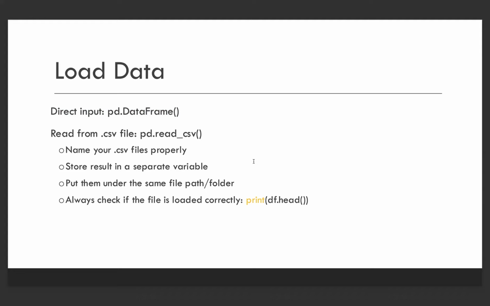And we will be putting them under the same file path and folder as our Python program, or otherwise you will have to include a long chain of the file directories, which we don't really want. And to check if the file is loaded correctly, we can print df, which is the data file, df.head or df.tail. So that checks basically the start and end of the data file.